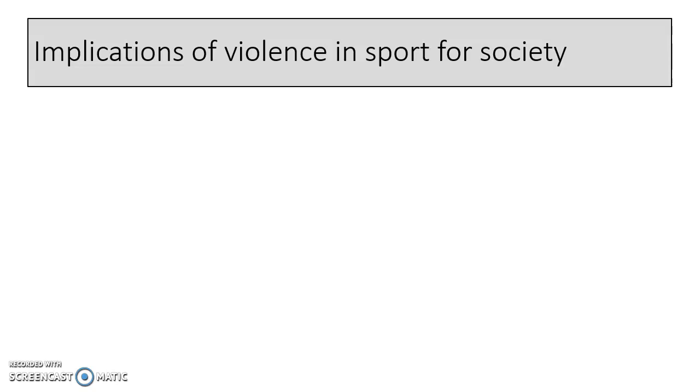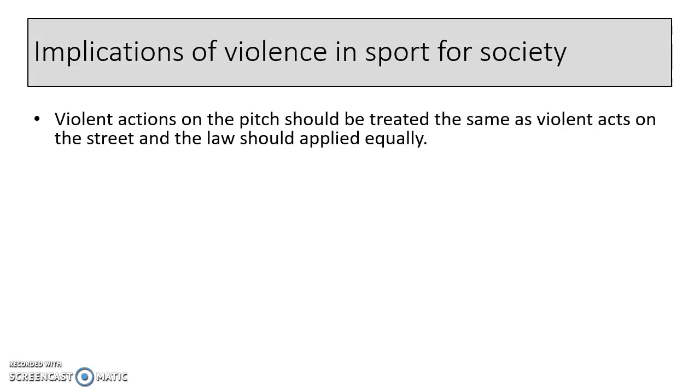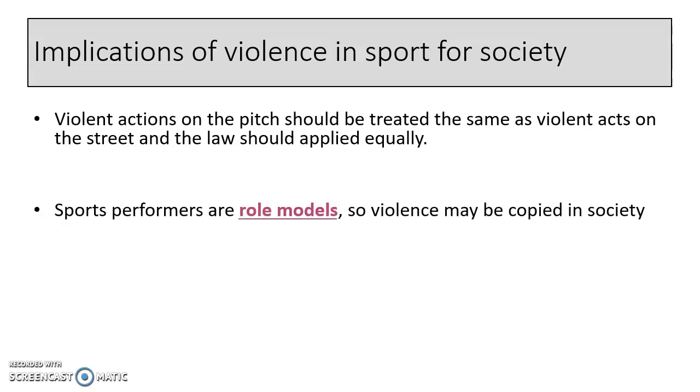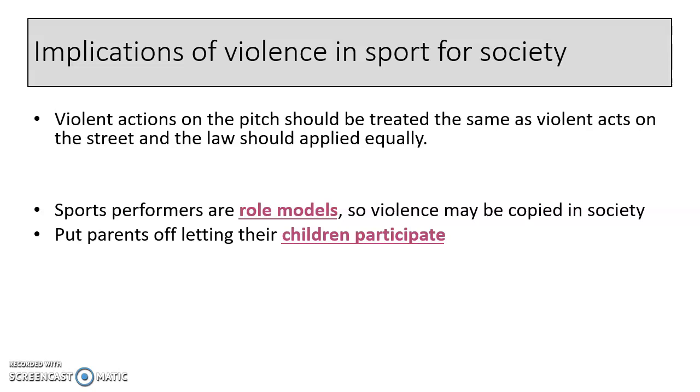Okay, so how does violence in sport affect society? So violent actions on the pitch should really be treated with the same sort of level of punishment as violent acts on the street. And the same law should be applied equally to both off the field and on the field. So sports performers are role models. Okay, so violence may end up getting copied in society as well. A lot of young kids look up to sports performers, and it's likely that's going to be copied off the field by young kids. It could put off parents letting their children participate in a certain sport.